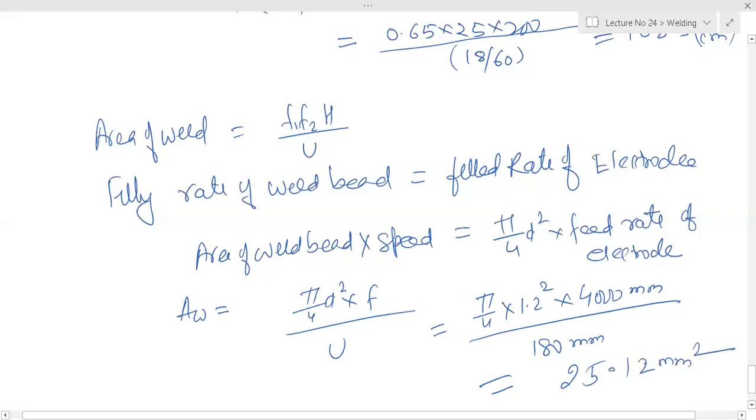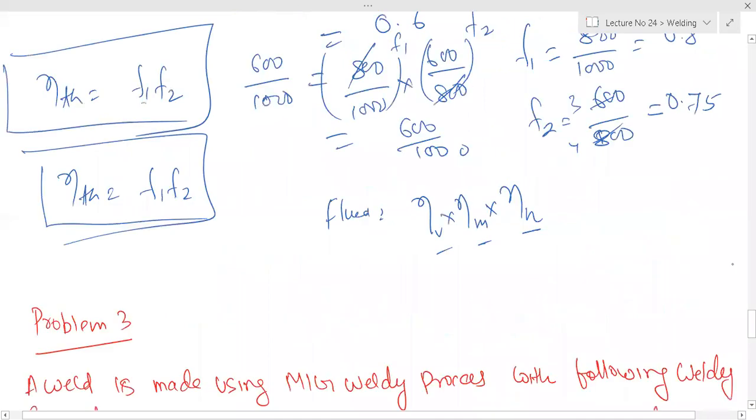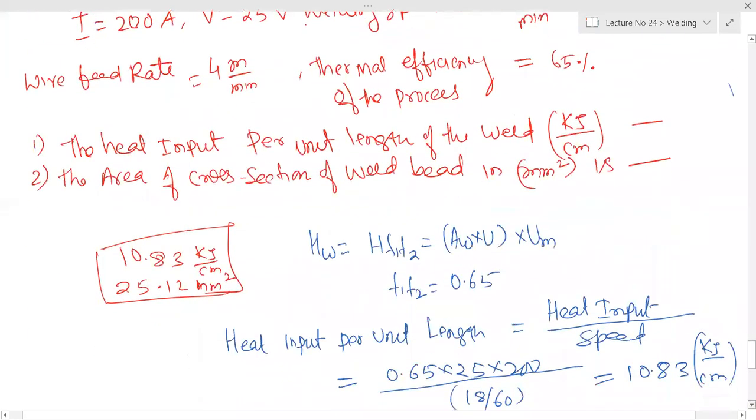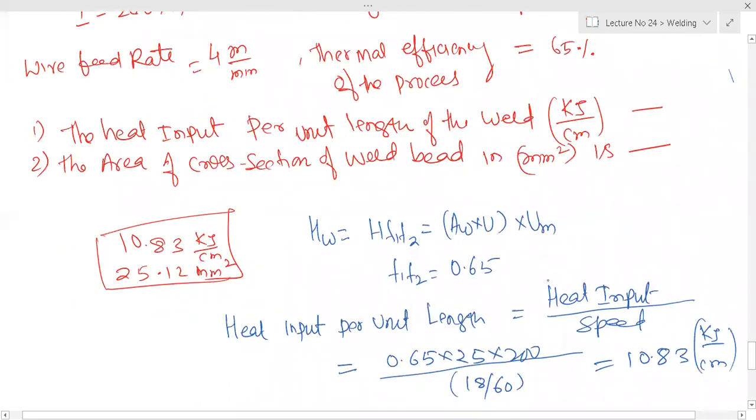Okay, fine. I think I solved it. Only one guy, two guys got the answer. What about other guys? I explained the problem, right? The heat input per unit length of the weld.